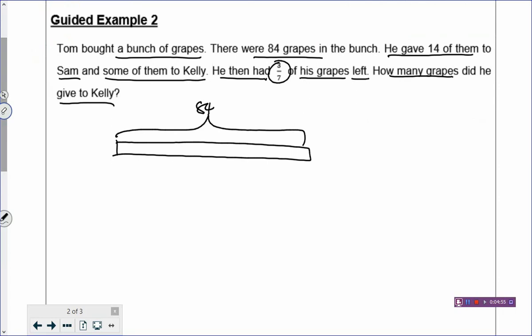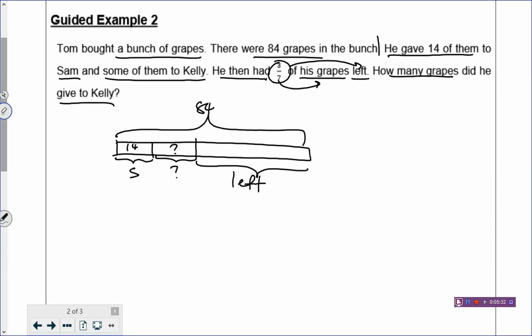So I'm until here. Okay, he gave 14 of them to Sam, so you cut 14 and you label Sam. And he gave some of them to Kelly, so cut, and we don't know how many, to Kelly. He then had 3/7 of his grapes left, so which means that the rest of this model must be the leftover. And if you notice carefully, how many boxes left? He then had 3/7 of his grapes left. It means that all the grapes, which is the bunch of grapes, there are 7 boxes and 3 boxes are left, right?